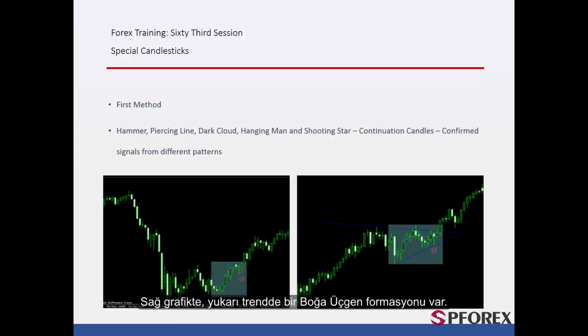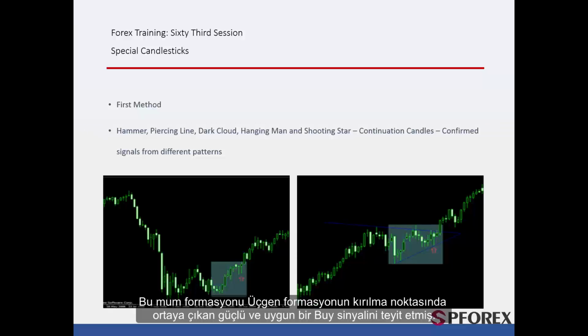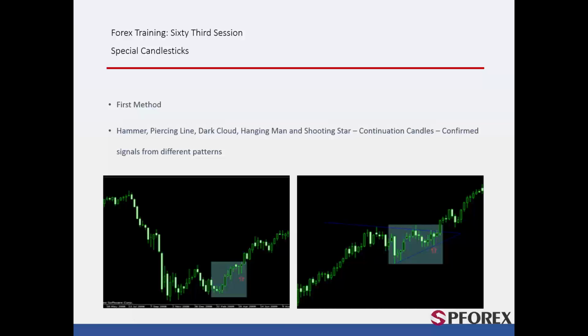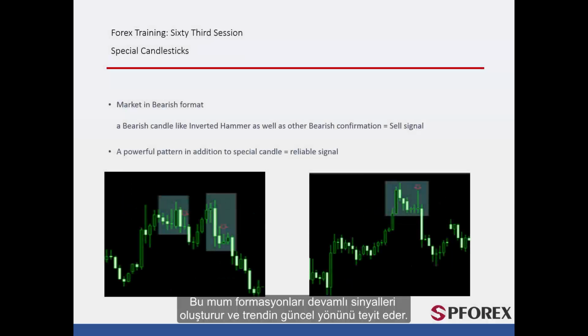This pattern confirmed that the uptrend would continue its direction towards the top. On the right graph, a bullish triangle pattern has formed on an uptrend, in which a bearish hanging man has formed on a breakout point. This candle pattern confirmed a powerful and suitable buy signal that has been generated on the breakout point of a given triangle pattern. So, a trader could place a buy order on this spot. These candle patterns generate continual signals and confirm the recent direction of a trend.